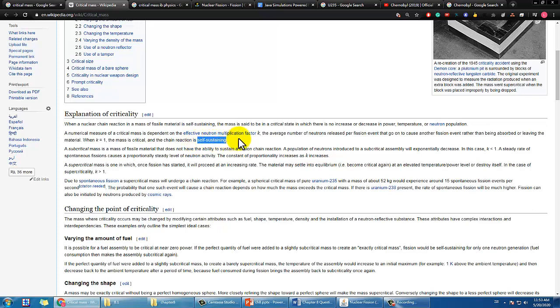What it means by self-sustaining is simply that there's no increase or decrease in power or temperature or the neutron population. So everything will be very peaceful. It will just continue forever if there's enough fuel.